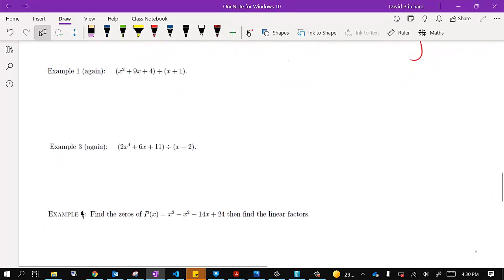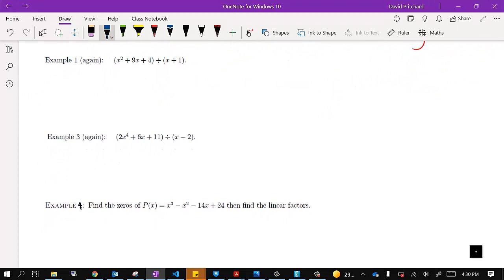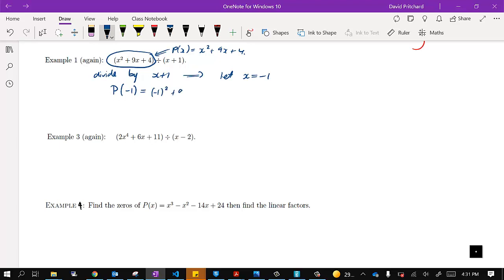All right, so let's look really quickly at some of the ones that we've already done. Now, because we're dividing by x plus 1, that makes the a value that we're dealing with -1. So we're saying that we're going to let x be -1. So p of -1 is equal to, so we're subbing -1 into this original function here. So that's our p of x is equal to x squared plus 9x plus 4. So we've got -1 squared, 9 times -1 plus 4.